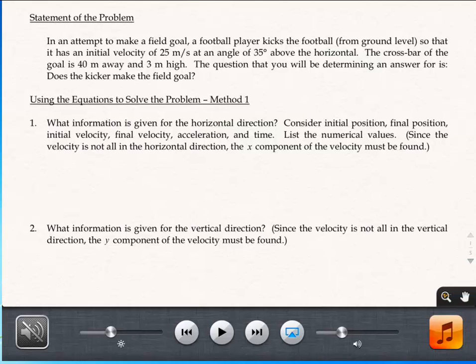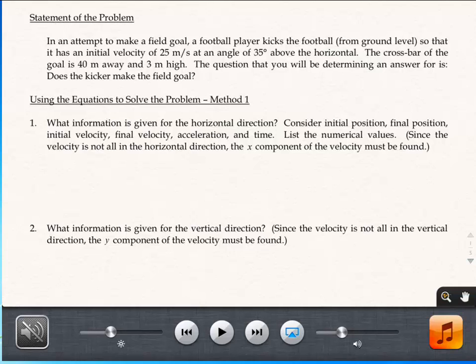Okay, so it says in an attempt to make a field goal, a football player kicks the football from ground level so that it has an initial velocity of 25 meters per second at an angle of 35 degrees above the horizontal. The crossbar of the goal is 40 meters away and 3 meters high. The question we need to answer is, does the kicker make the field goal?